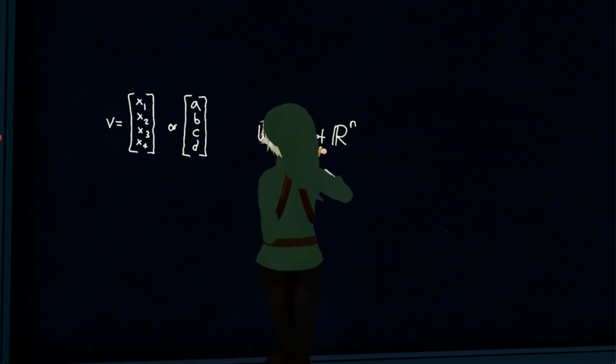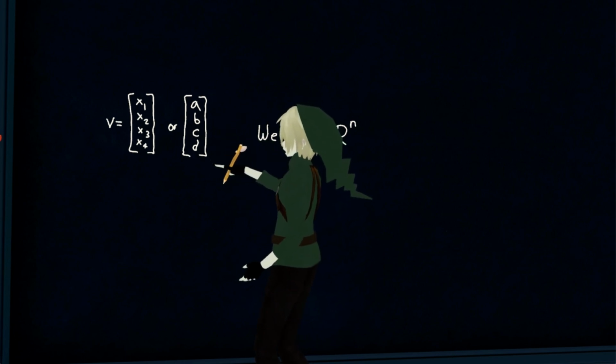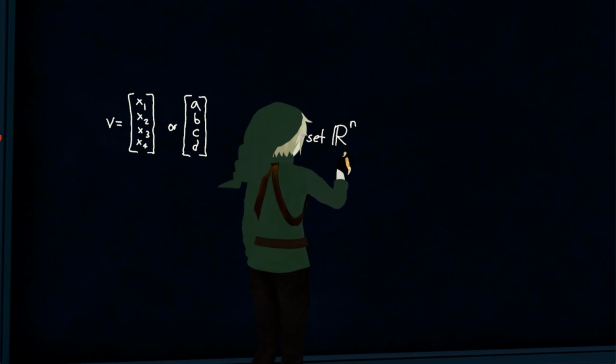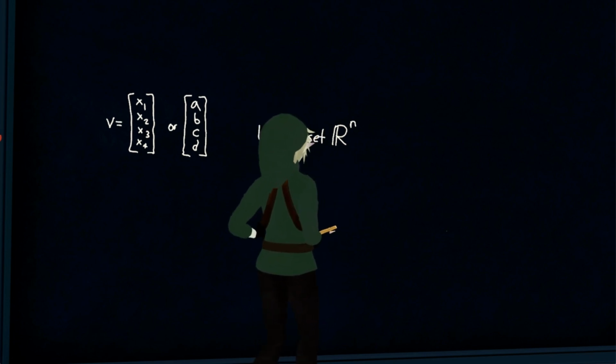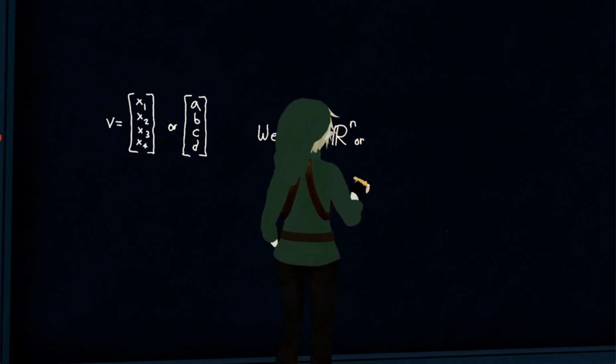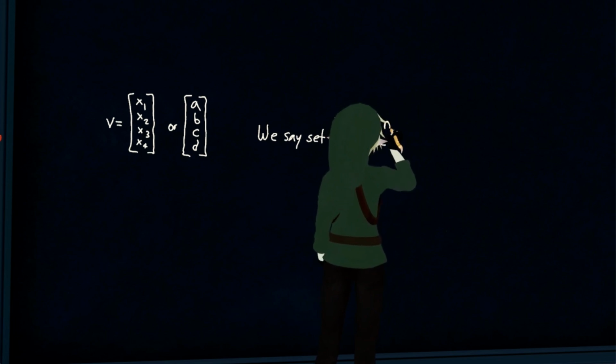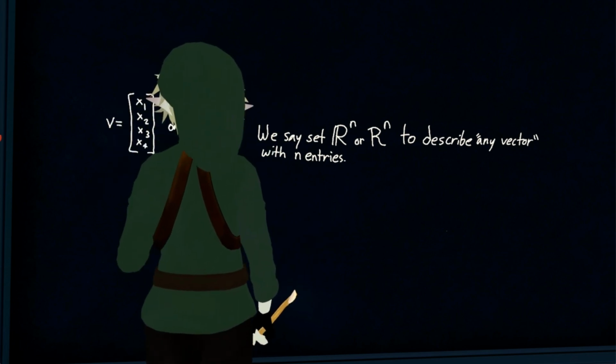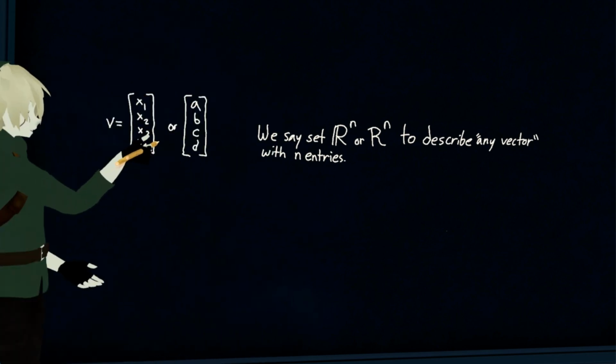This n here represents n entries of a vector. Okay, so we say set Rn, or I will have to add this in as well, because not all of us are American. So we say set Rn to describe any vector with n entries.